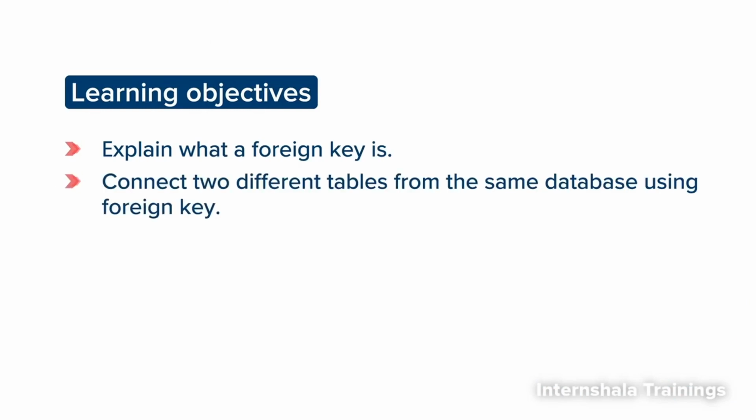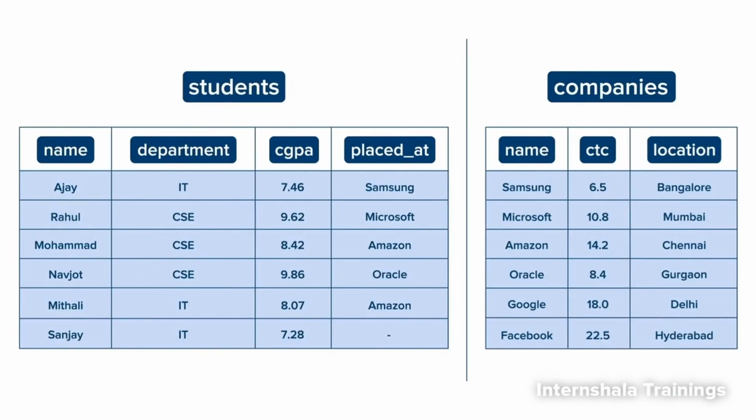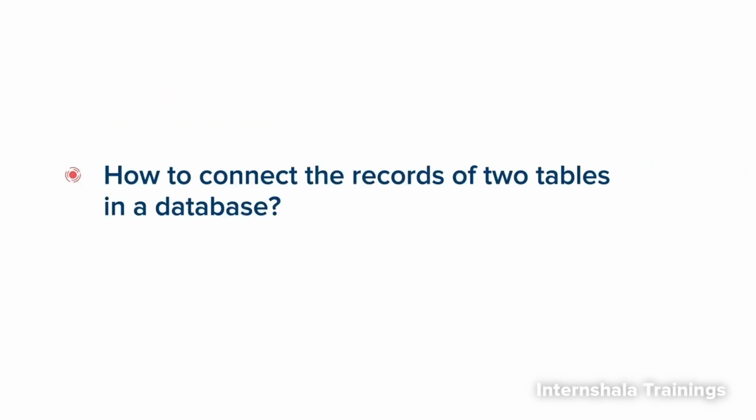After going through this video, you will be able to explain what a foreign key is and connect two different tables from the same database using a foreign key. In the previous video, we created those two tables to store the placement information for a college. And we left the video on an interesting note about how we can connect the records of these two tables with each other. Well, we can connect the records of two different tables using a foreign key.